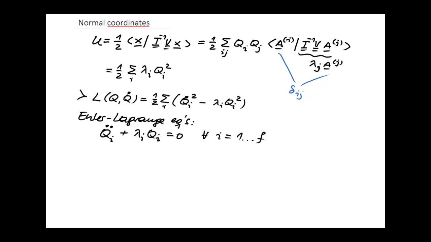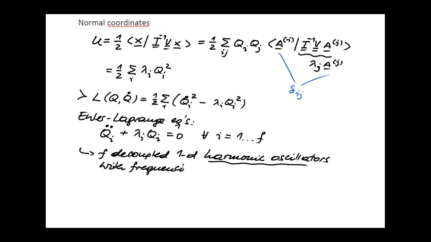So we have f independent equations that all have the form of a harmonic oscillator equation. So we have f independent, decoupled harmonic oscillators. And each of these decoupled harmonic oscillators is a one-dimensional oscillator with respective frequencies. Well, when you have a harmonic oscillator equation, then in front of the qi you have the omega squared, where omega is the frequency.